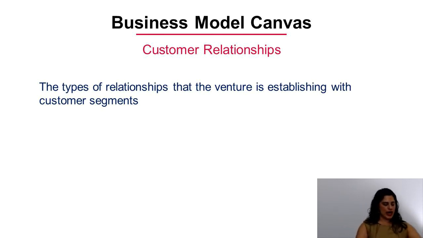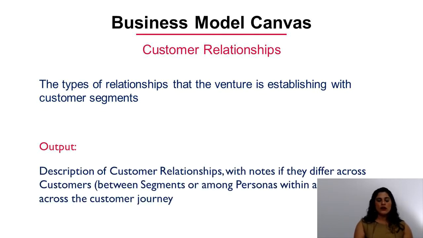Is it a relationship where you're providing personal assistance? Is it a relationship where it's self-service? Is it an automated service? Is it something that's community-based? Just to throw out some examples. So the output here is, again, a list or a description of the customer relationships as they relate to the different customers in the segments as they're going through the different stages of their journey.